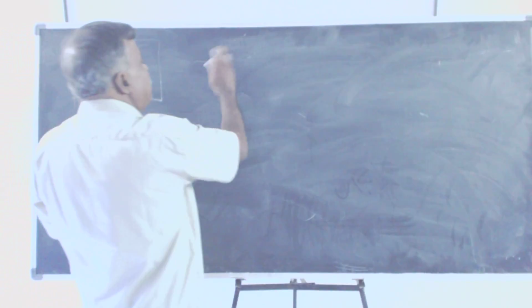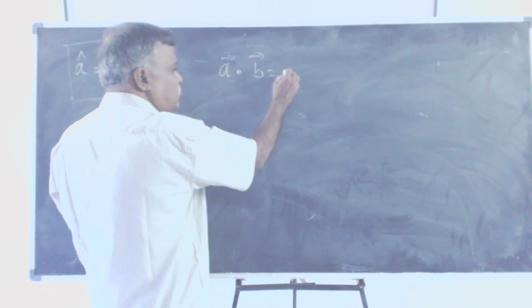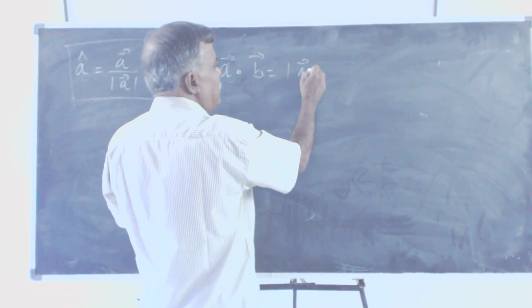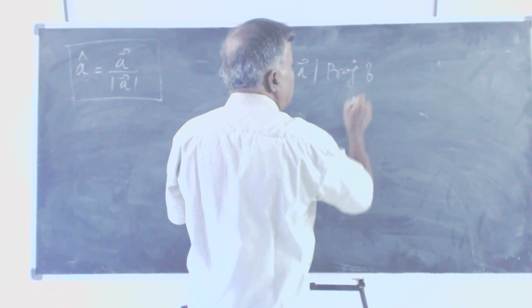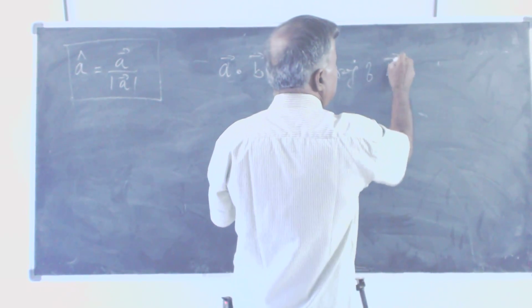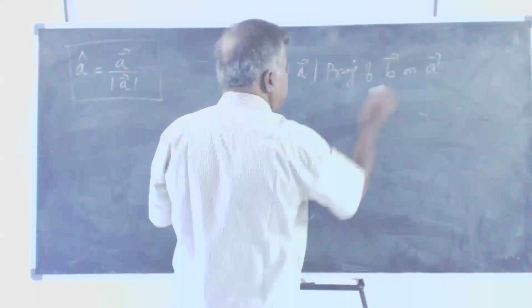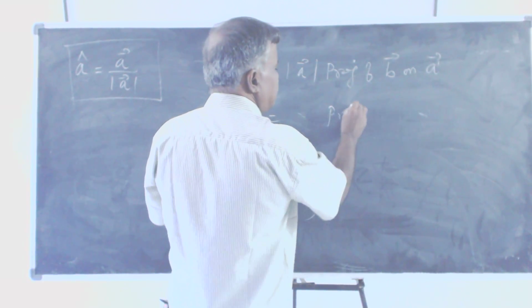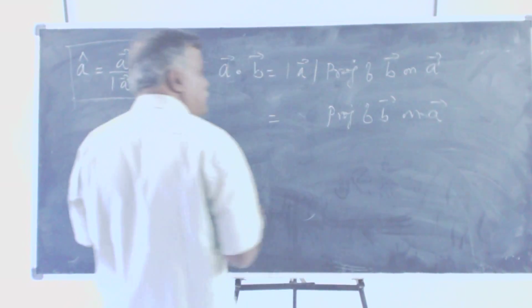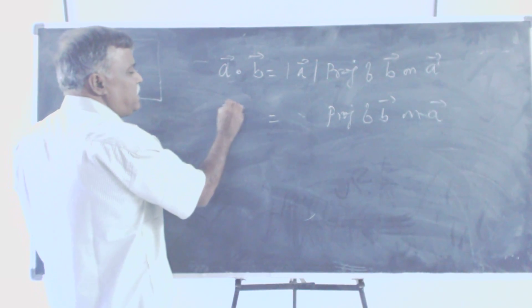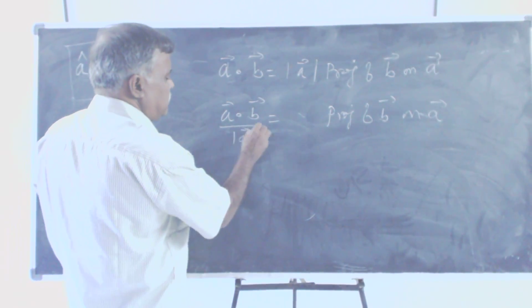Now come to the definition of dot product. A dot b equal to what it says? First vector modulus into projection of, come on, projection of what? Second vector on first vector. I told you keep this projection of b vector on a vector here on the right hand side. Take this to the left hand side. A dot b divided by modulus of a vector.